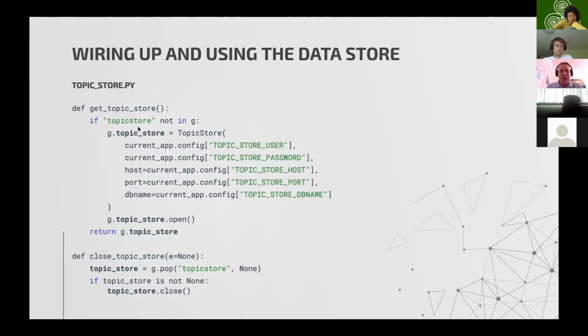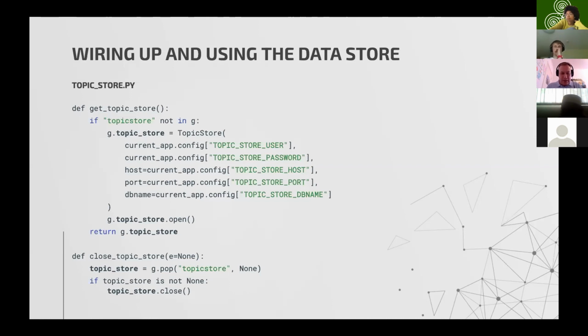You then return. So you instantiate that object. You open the object, and then you return that object. From that point onwards, in your blueprints, you would be calling get topic store to actually get access to your backend. In my case, the topic store.